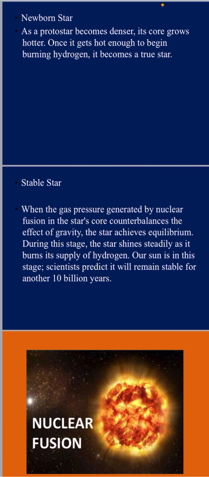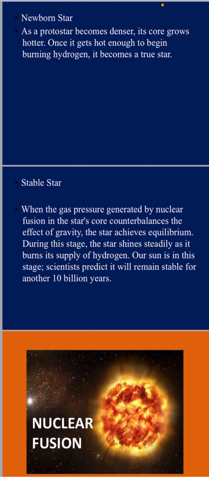Stable star. When the gas pressure generated by nuclear fusion in the star's core counterbalances the effect of gravity, the star achieves equilibrium. During this stage, the star shines as it burns its supply of hydrogen. Our Sun is in this stage. Scientists predict that it will remain stable for another 10 billion years.